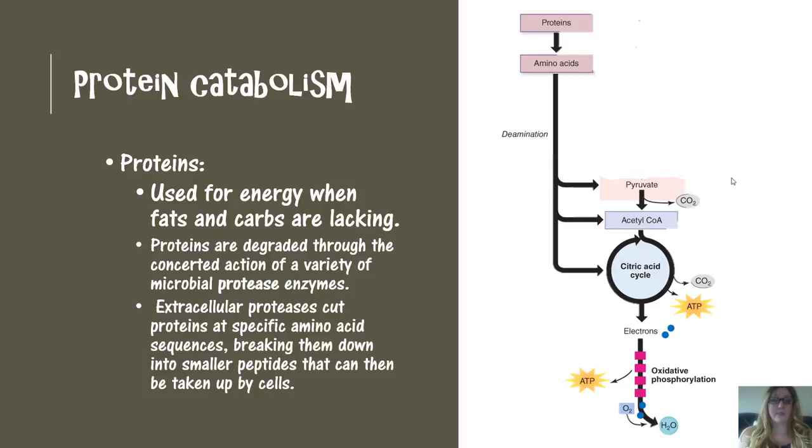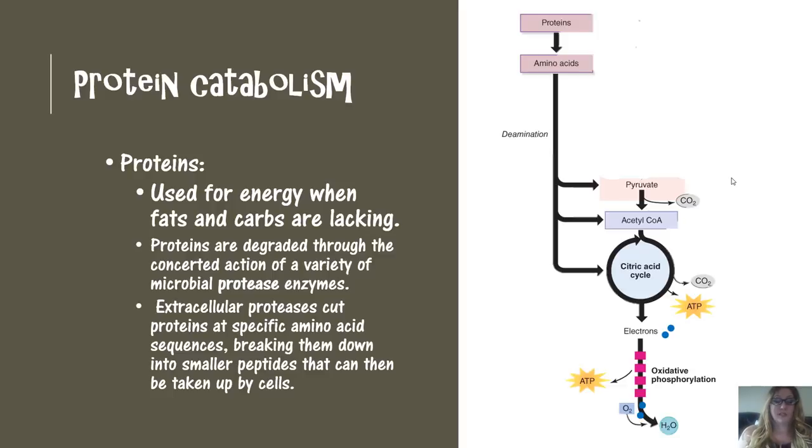How about proteins? So what do the proteins do? Proteins are used for energy as a last resort. The cell will use carbs first, fats as a second choice, and proteins are a last ditch effort. Proteins will be degraded through a bunch of different protease enzymes that are hanging out.